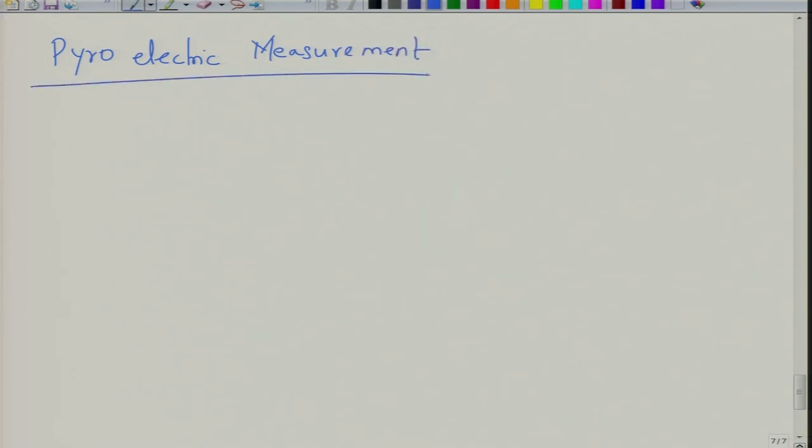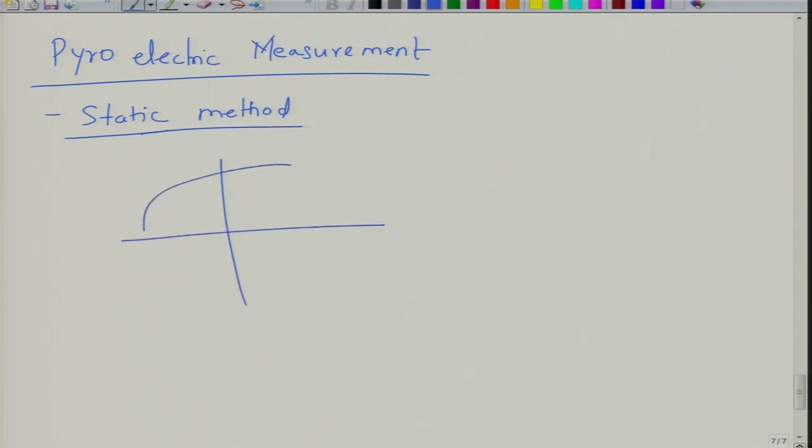Now let's look at the piezoelectric measurements. Sorry, not piezoelectric, pyroelectric measurements. In the case of pyroelectric measurements, there are again two methods. The first method is called the static method. In the static method, you measure the hysteresis loop as a function of temperature. So let's say you measure the hysteresis loop at one temperature, then you measure the hysteresis loop at another temperature, and so on and so forth.